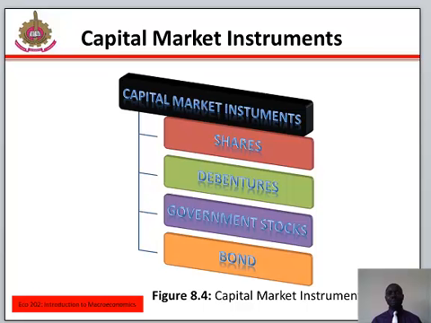The next one is government stock. These are long-term debt instruments showing that the government has borrowed from the holder. It is similar to debenture and carries a fixed amount of interest. The last one is bond. A bond is a long-term debt instrument which has a definite undertaking of the borrower to repay the amount borrowed on a given date with interest. The interest is also fixed.